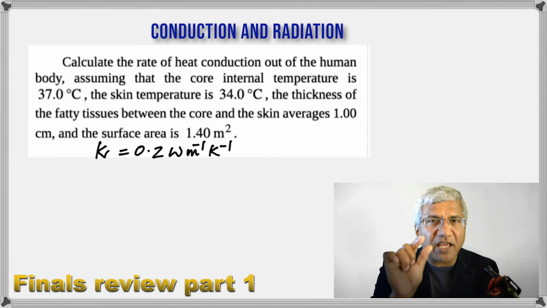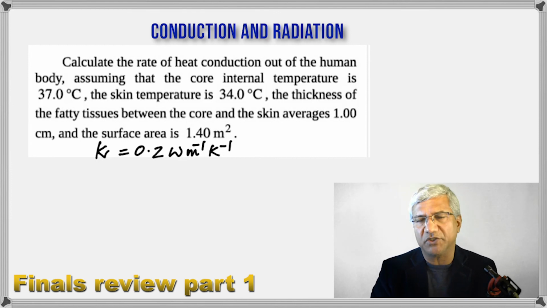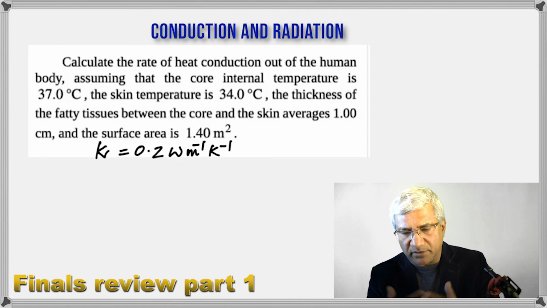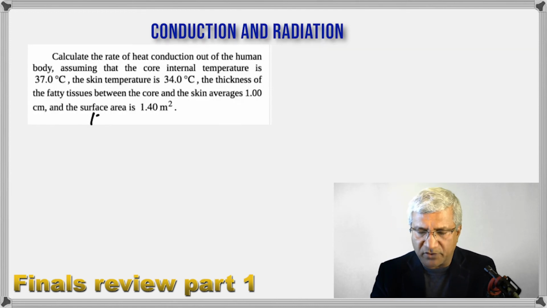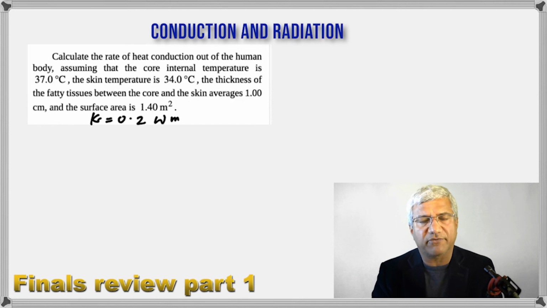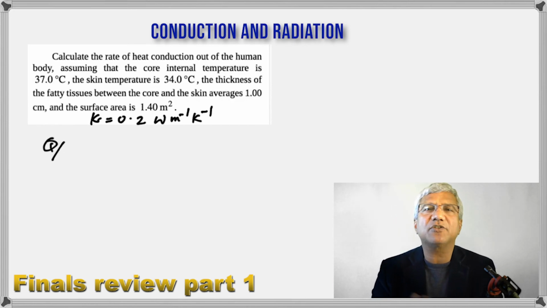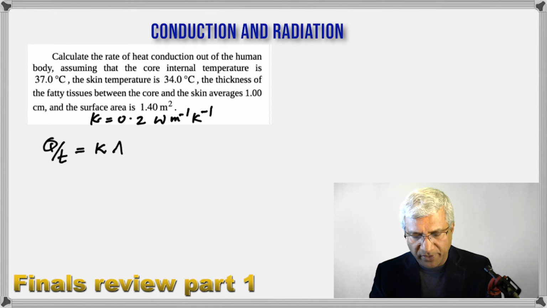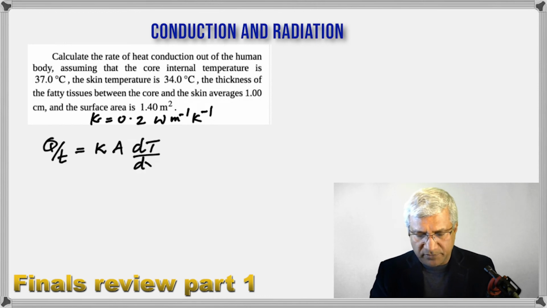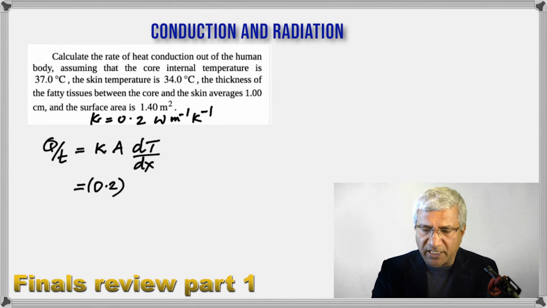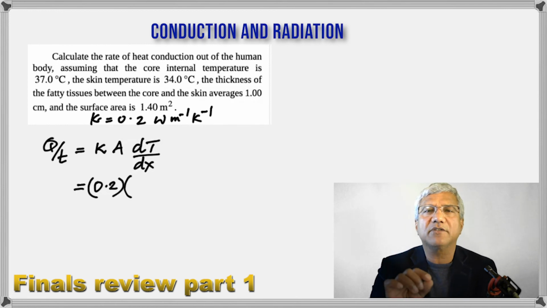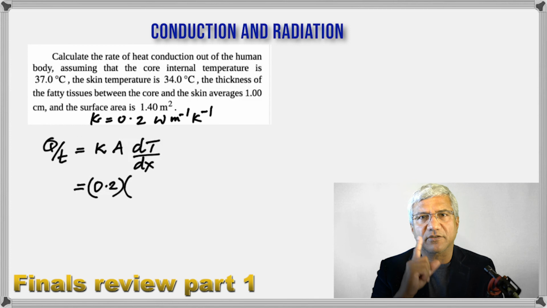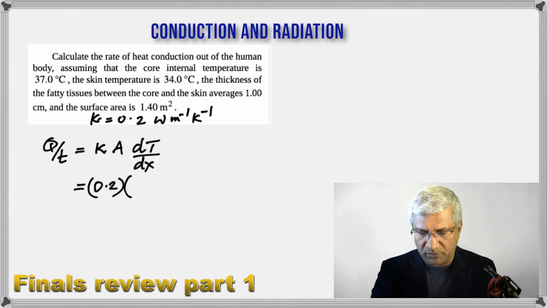That's the K of the fatty tissue, I must say. K of the fat, that's what is given. And then direct application of all these numbers into the formula will give you the answer. When it says calculate the rate of heat conduction, that means you have to find the heat conducted in 1 second. That's understood, 1 second. So time is 1 second.